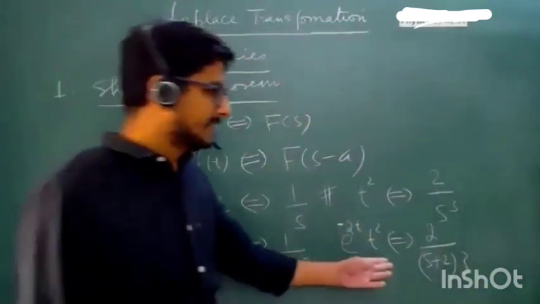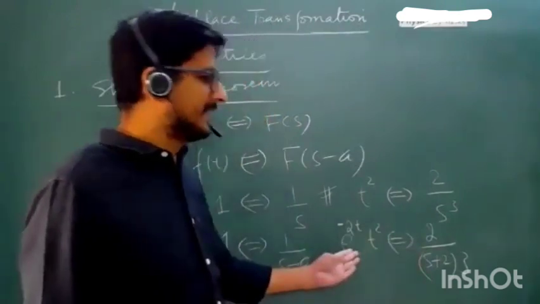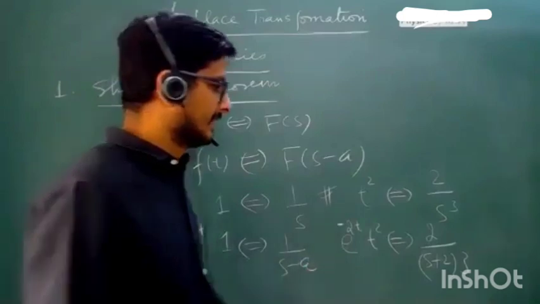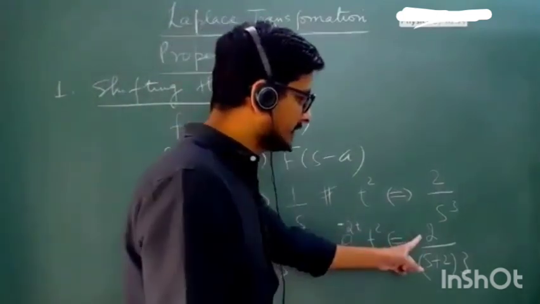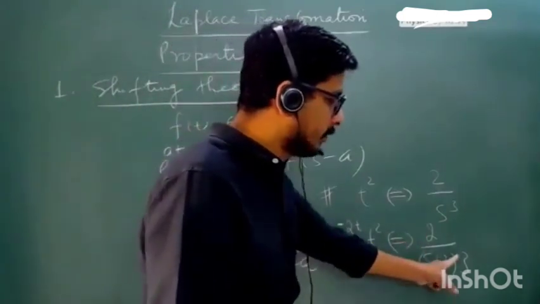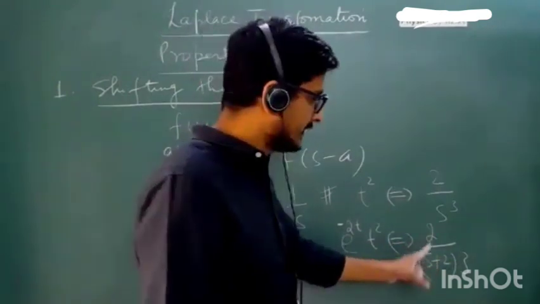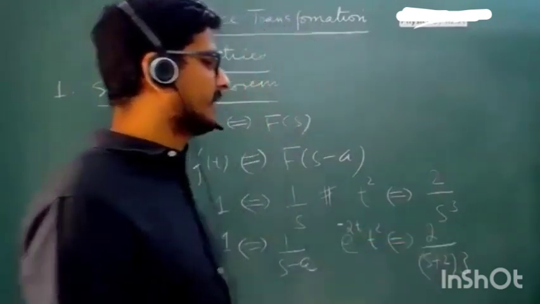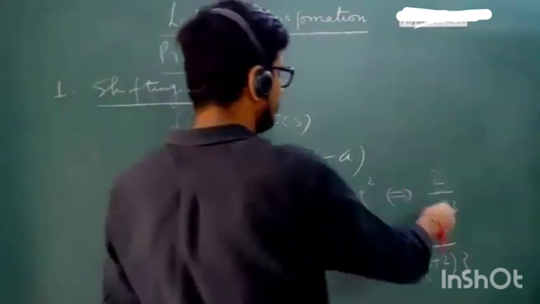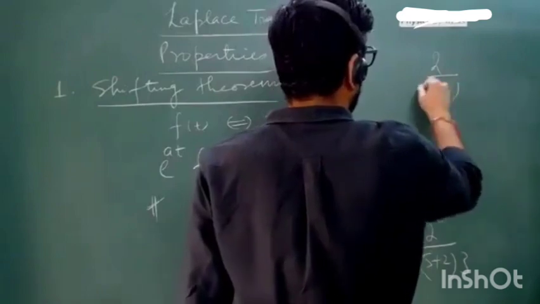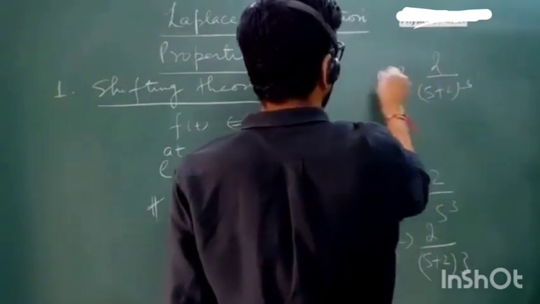Now see, this is not easy. If I ask the inverse of this, it will be this. Are you getting my point? So you have to see 2 by s cube first, and afterwards see that the shifting has happened. Suppose somebody asks you, what is the inverse of 2 upon s plus 2 cube?